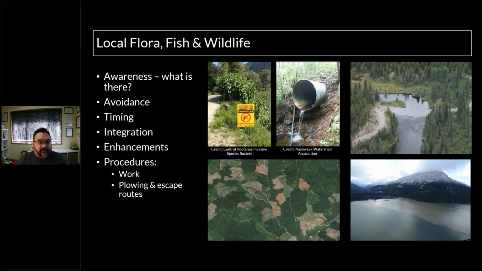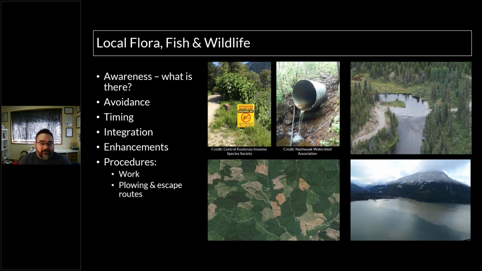So moving on to local flora, fish and wildlife again. We touched on this in the first presentation, but local plants and wildlife are what you need to ask yourself. Are there organisms in the area that are endangered or sensitive to disturbance? And then how can you avoid them? Is there something we can do to mitigate our impact? And usually the answer is the same. It's minimize your footprint. But how do you do that?